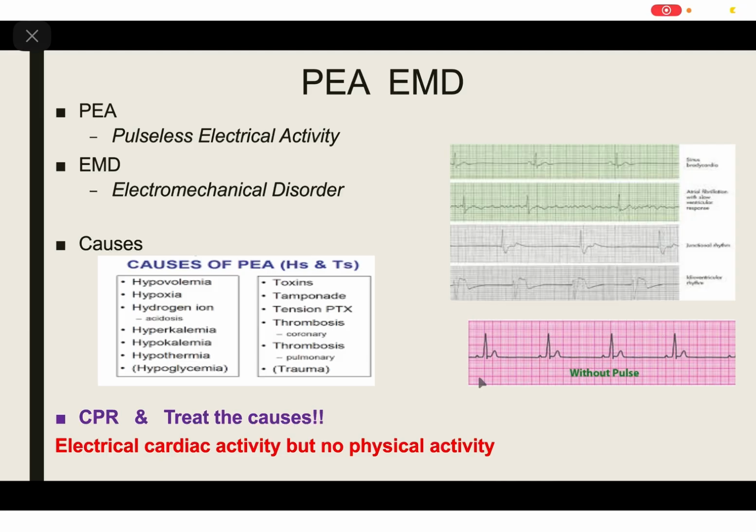PEA, which is pulseless electrical activity. This is just any sort of rhythm that's happening within the heart that doesn't have a pulse associated with it. Technically, you could argue that VTAC is a form of PEA if you don't feel a pulse with it, but VTAC is still VTAC. But if it looks normal, like sinus brady, idioventricular, anything, and they don't have a pulse associated with it, it's PEA, pulseless electrical activity. If you have any electrical activity and you have no pulse, PEA.